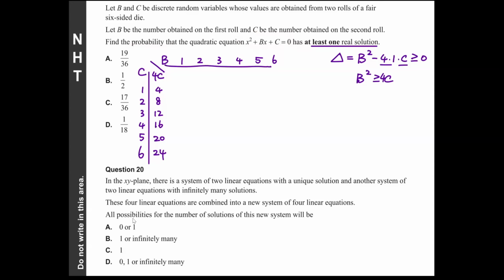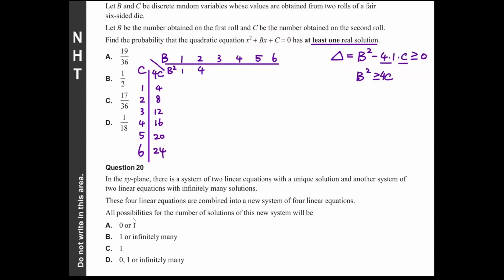And I also get an augmented row of numbers, B squared. That is 1, 4, 9, 16, 25, 36. Then for each outcome, if it's 1 and 1, I'll check if 1 is greater than or equal to 4; if not, I'll put a cross. No good. 4 equal to 4, that's good, as long as it has an equal sign. 9 is greater than 4, good. 16, 25, 36 are greater than 4. Okay, first row is done. Then 1 is less than 8, no good. 4 is less than 8, no good. 9 is greater than 8, good, good, good, good.